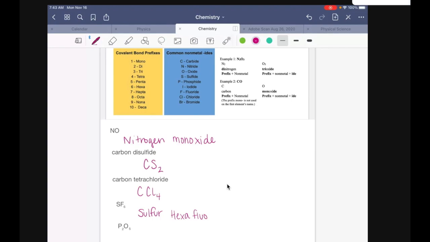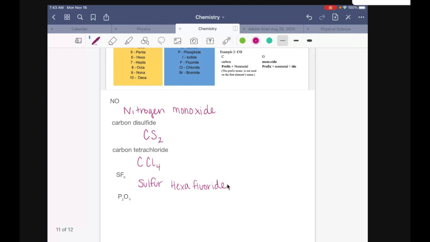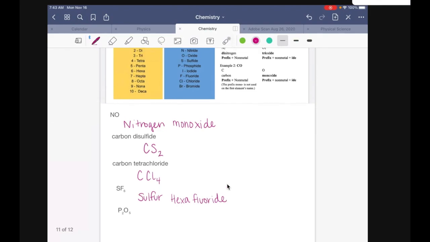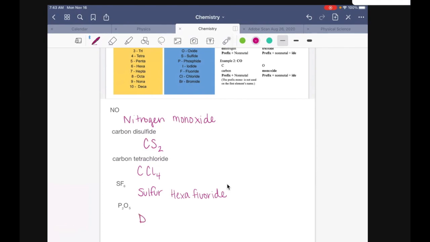For this last one, we do have 2 phosphorus and 5 oxygen. Because there's not just one of the first nonmetal, we do have to put the prefix. The prefix for 2 is di, so we're going to have diphosphorus. We don't use the ide name for the first one. We just name the nonmetal, so phosphorus, so diphosphorus. And then for oxygen, we're going to change it to ide, so we'll use oxide.